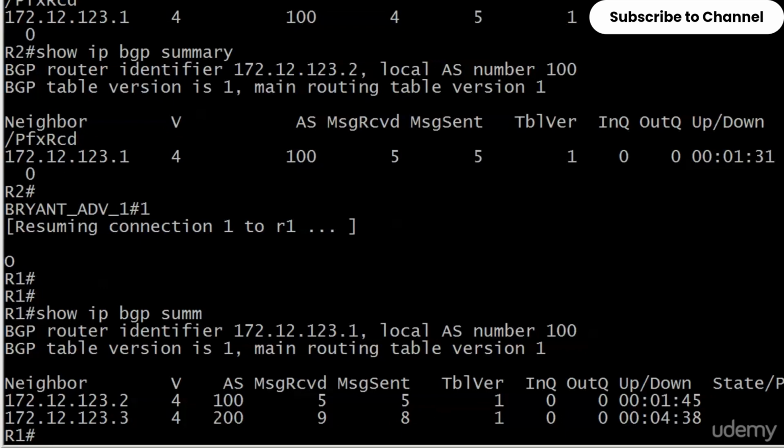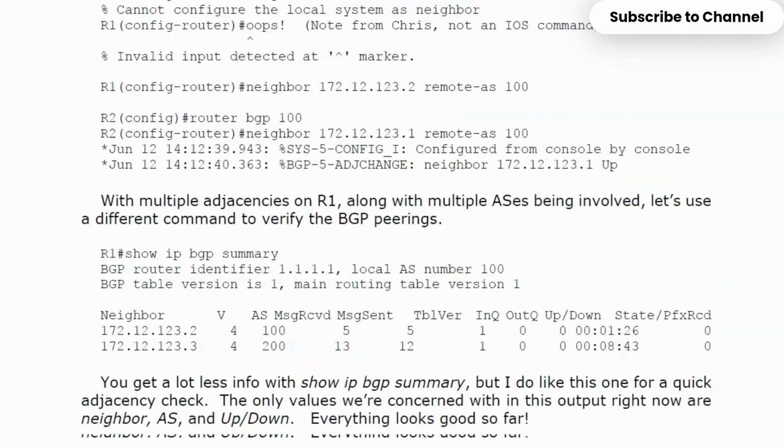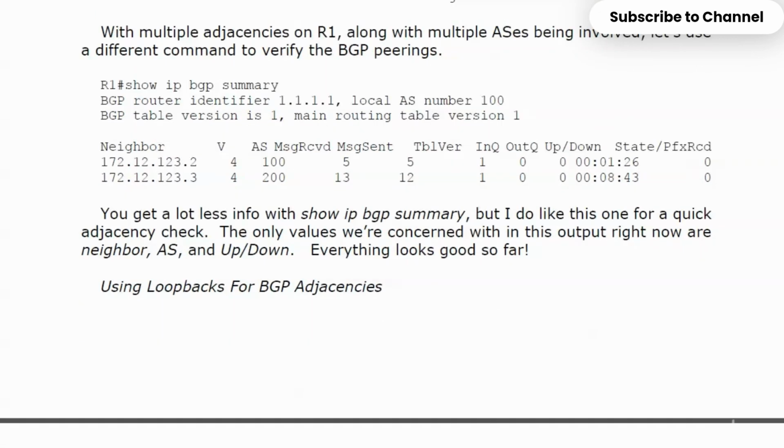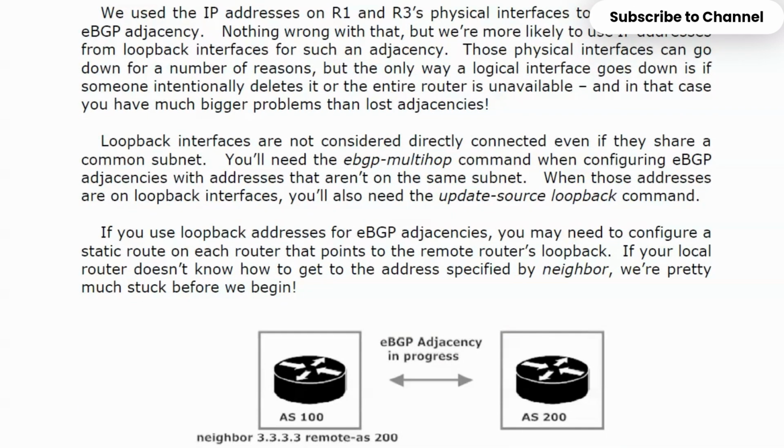And right now, we're going to start using our loopbacks for BGP adjacencies. Now, so far we haven't done that. But here's why we usually do in production networks and why we'll actually change it to be using a couple of adjacencies in our lab.